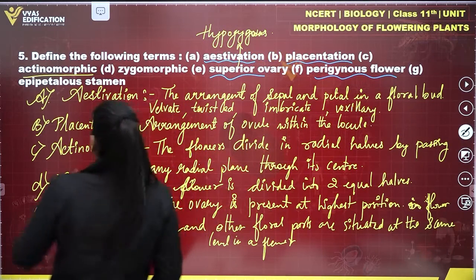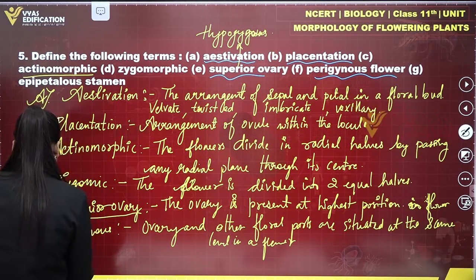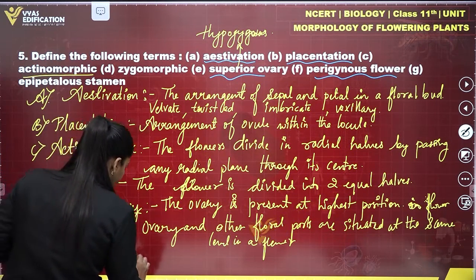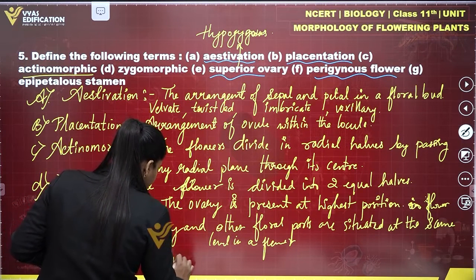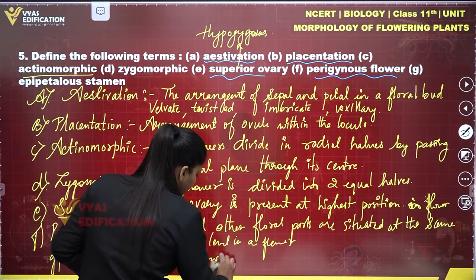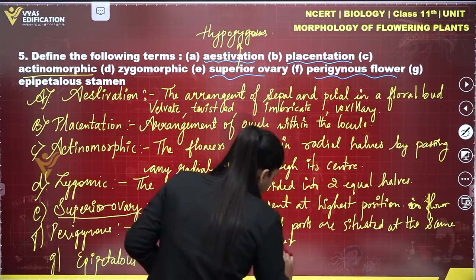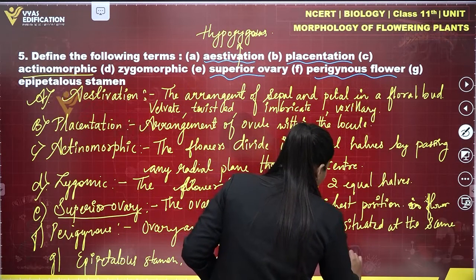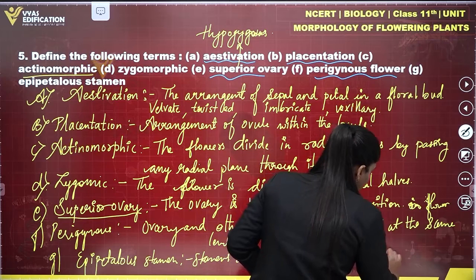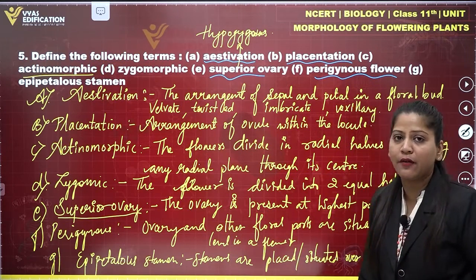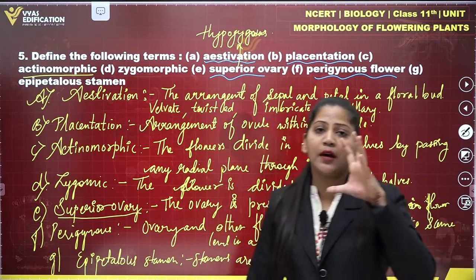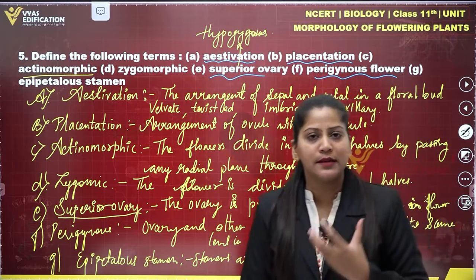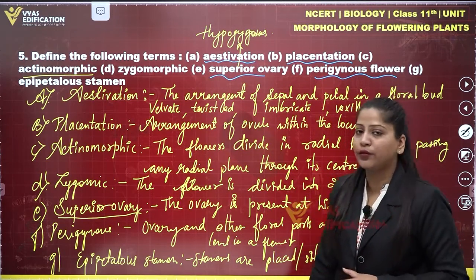The last one we have to define is epipetalous condition. What do you mean by epipetalous? Stamen. When the stamens are placed or situated over petals of a flower, then the stamens which are situated over the petals of a flower are known as epipetalous stamens. So this is a complete solution of question number 5.